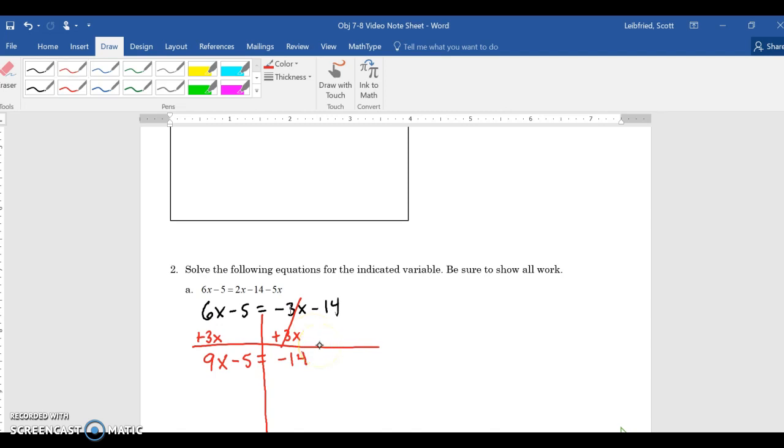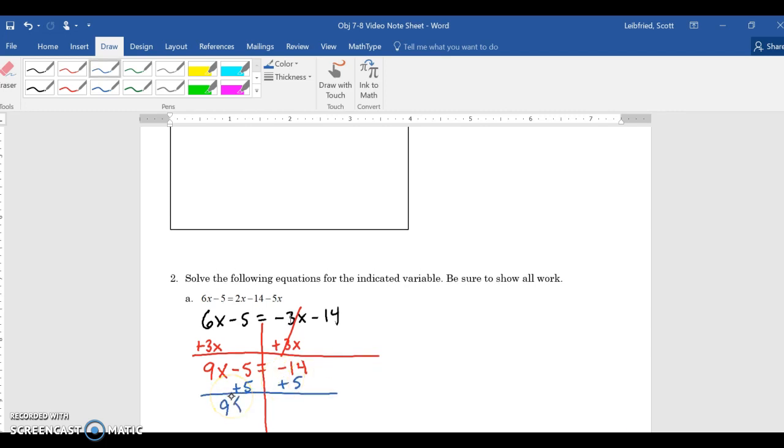Now I want to go ahead and combine like terms by adding the 5 to both sides, because we chose to get the numbers on the right side. Bring down the 9x. The negative 5 plus 5 cancel out. Negative 14 plus 5 is negative 9. We have 9x equals negative 9. Divide by 9. And we get x equals negative 1.